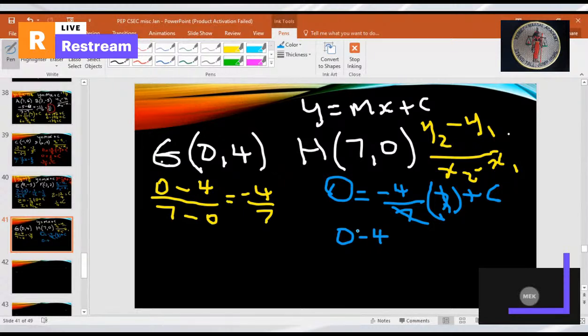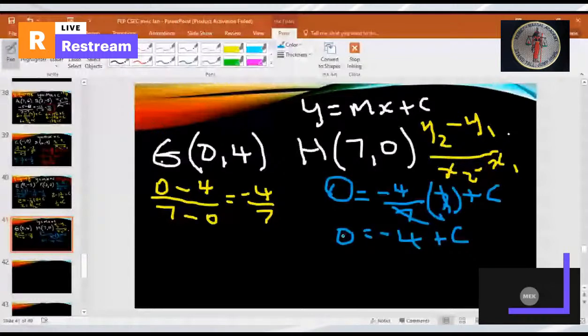Sorry, 0 is equal to, I wrote the wrong thing. So it should be 0 equal to -4 plus c. Moving the negative to the left, it becomes +4. So c is 4. So we found the gradient is -4/7.